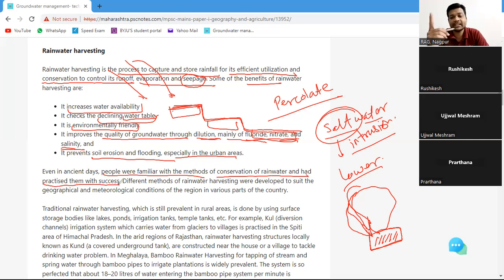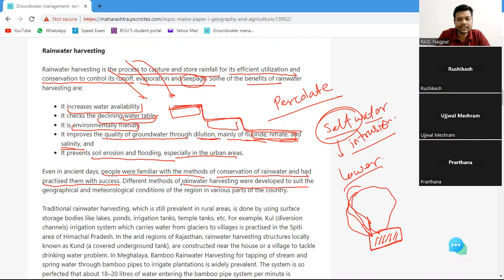One more example is in Khandagiri, Odisha. If anybody has visited Bhubaneswar, Khandagiri and Udaygiri, two caves, are there opposite to each other, and both these caves have water conservation structures. So this is ancient knowledge.